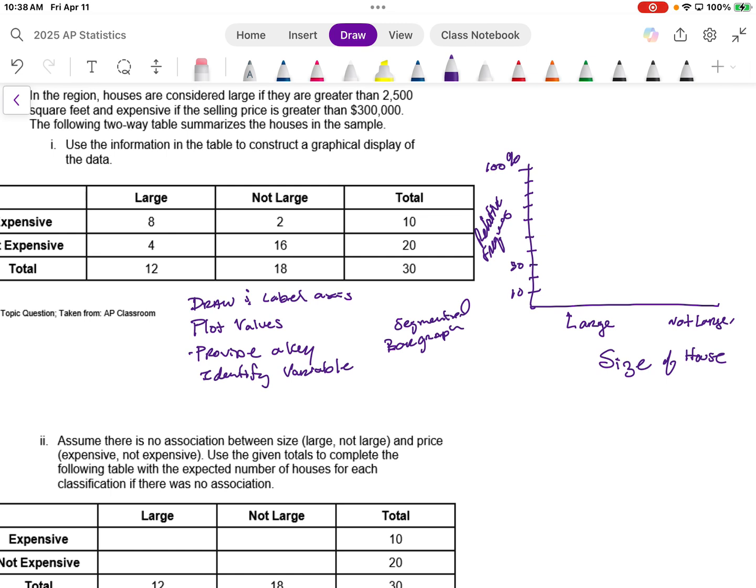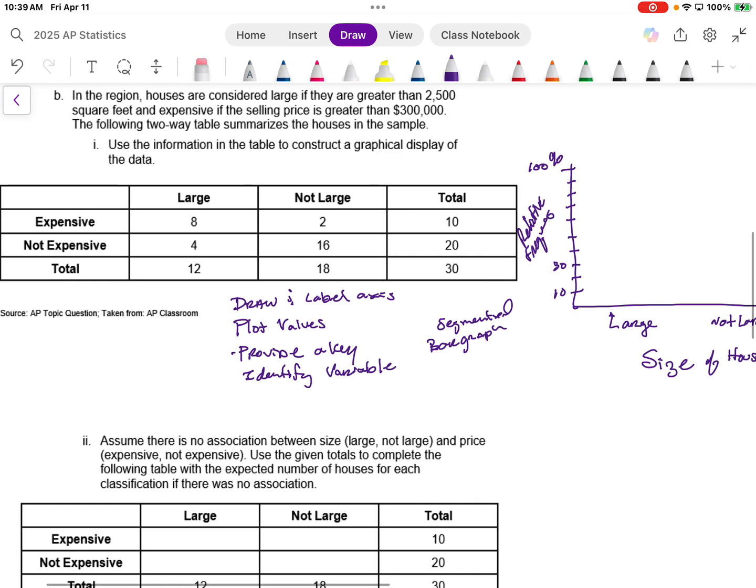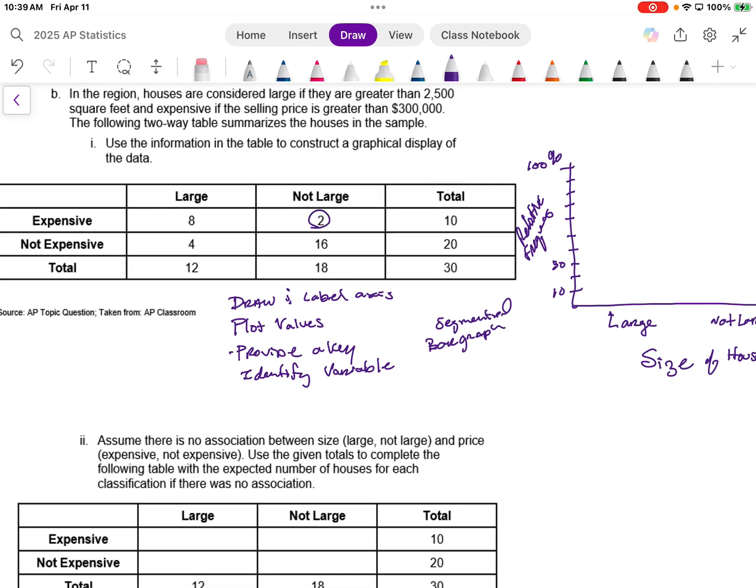So now, in order to figure out, I have to find what percent of the houses are expensive that are large and so forth. So I need to go through carefully, as we look at not large, there are 2 houses that are not large that are expensive, so that would be 2 divided by 18.